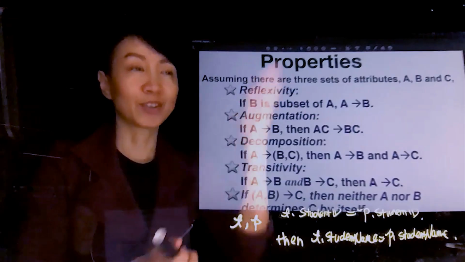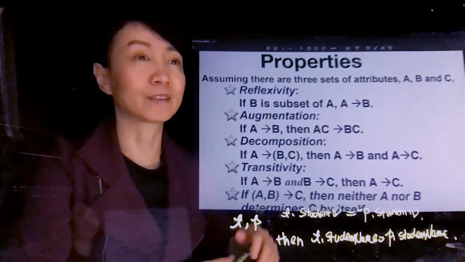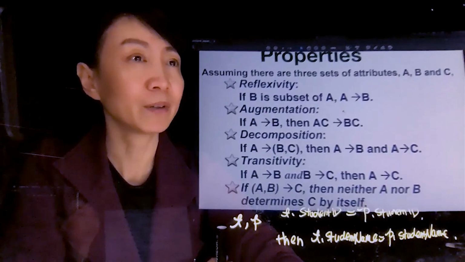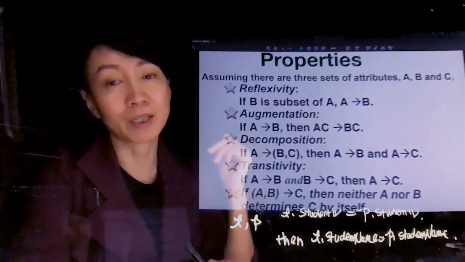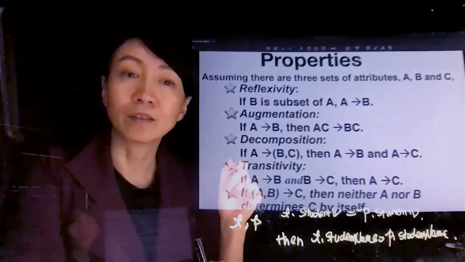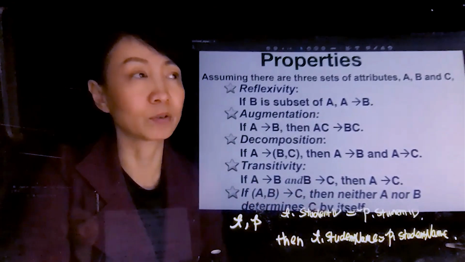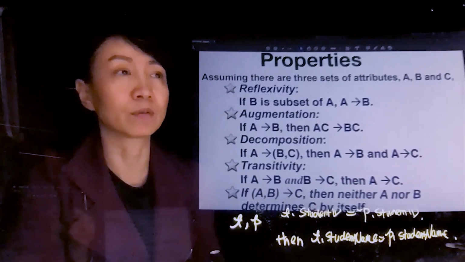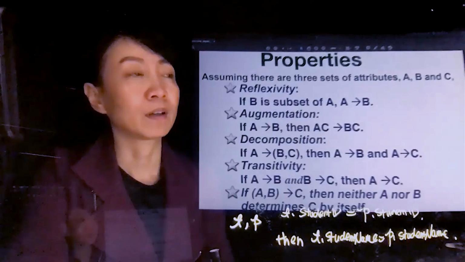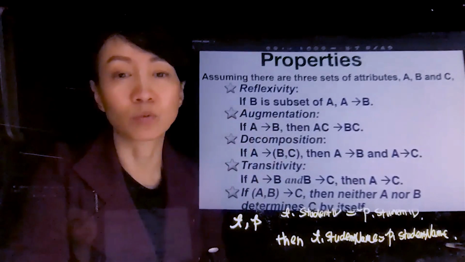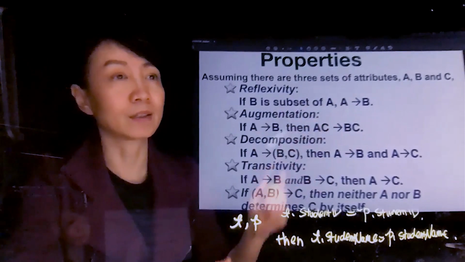Okay, so next let's check a number of properties of functional dependence. Assuming here we have three sets of attributes, A and B and C. Okay, they are sets. They may only contain one attribute, but they can also contain multiple attributes. So that's why we say three sets of attributes. We also use an uppercase letter to represent a set instead of a single value: A, B, and C.